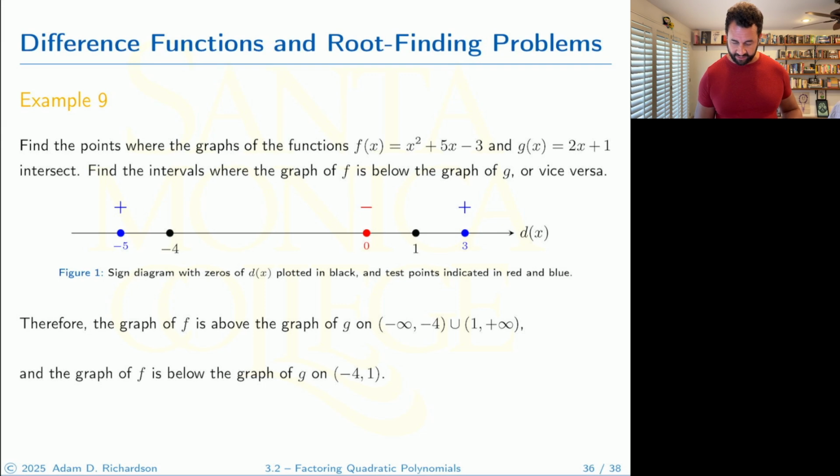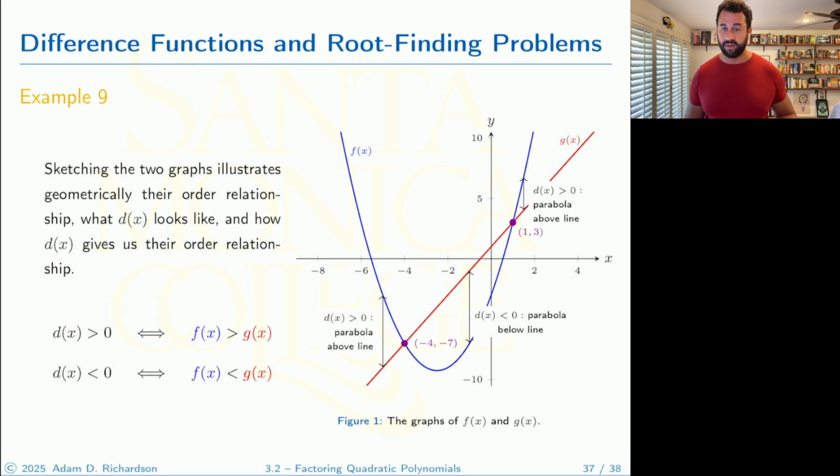Now that we have those values, remember this should be a 2. There we go. Now that we have those values, we can see that the graph of f is above the graph of g on these two intervals right here. And the graph of f is below the graph of g on this interval right here in the middle. That's it. So these are just sample points, right? We're just taking sample points to get a sign to know the order of the two graphs. Now let's look at the picture itself. And the picture, I think, will hammer it home.